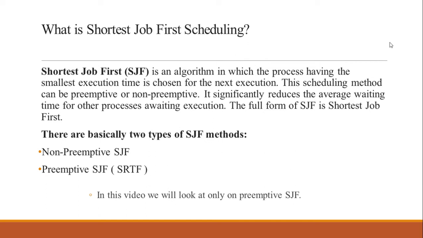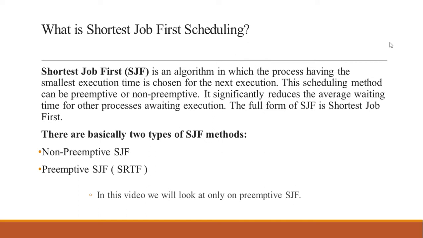We will first talk about what shortest job first scheduling is. Shortest job first is an algorithm in which the process having the smallest execution time is chosen for the next execution. In other words, given a set of processes, the one with the smallest burst time will be executed first.